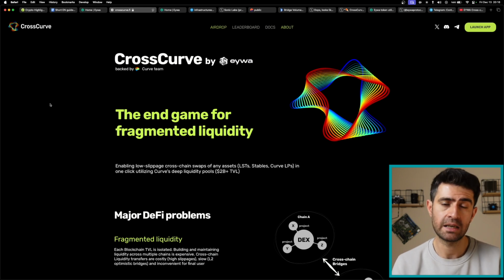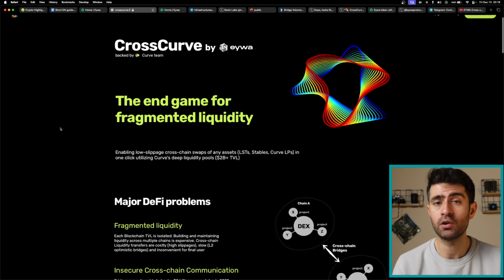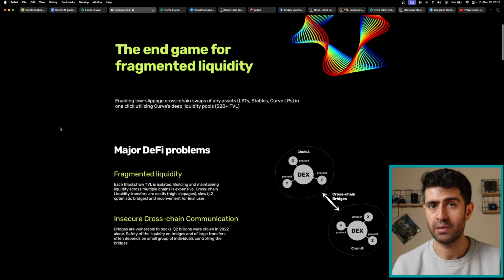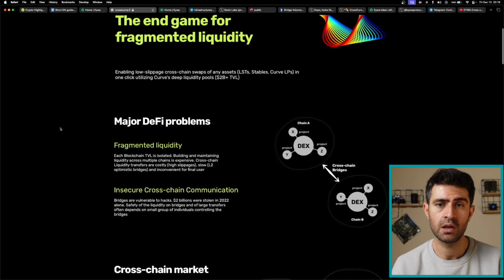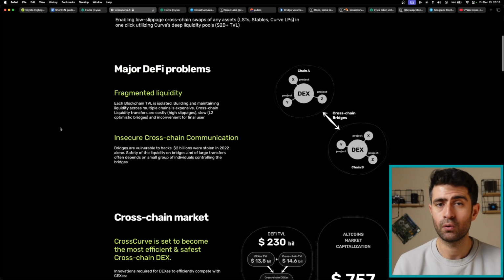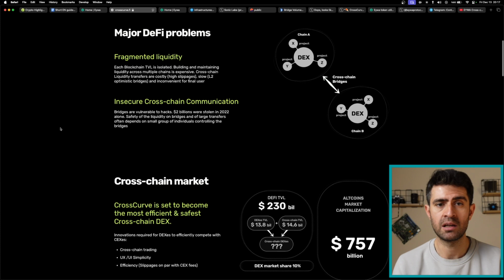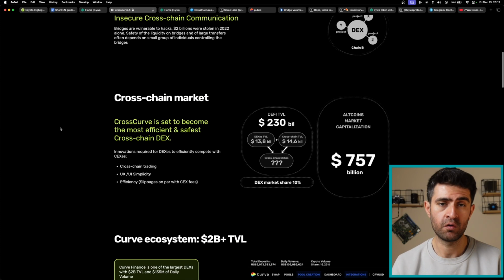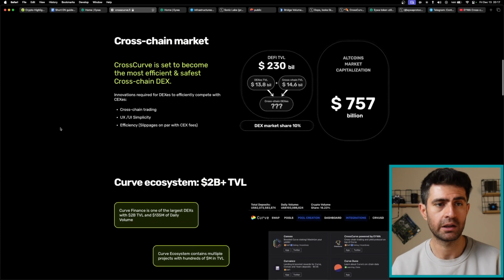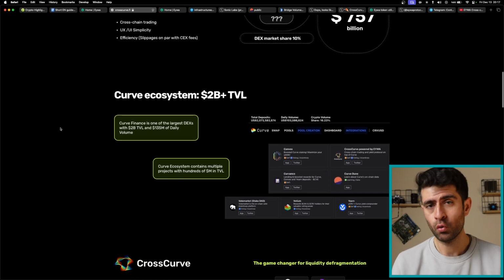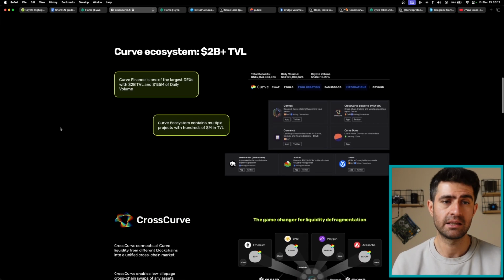CrossCurve is a cross-chain trading and yield protocol that consolidates liquidity from multiple blockchains into a unified market. By leveraging Curve's deep liquidity pools, CrossCurve enables low slippage trading for assets such as stablecoins, liquid staking tokens, and Curve LP tokens. Along with this, yield generation for liquidity providers and seamless cross-chain swaps, ensuring efficiency and user simplicity. This innovative approach uses Curve metapools as the foundation to aggregate liquidity, allowing assets to move securely and efficiently across blockchains.